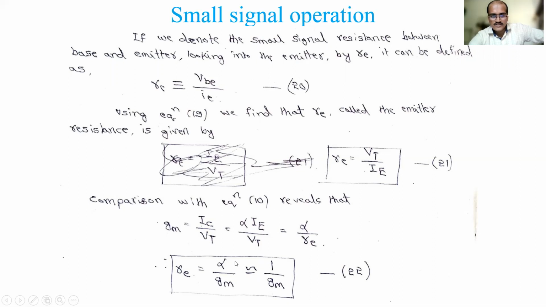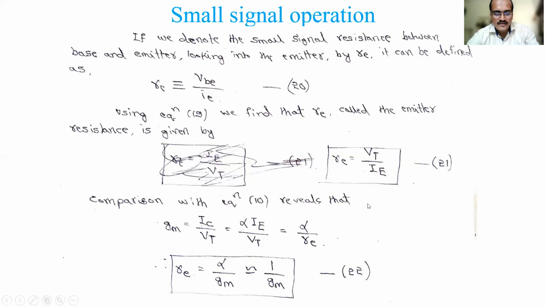So from this we got alpha by GM. The alpha value is approximately 1, so that's why it is approximated as 1 by GM. This is one of the important relations while finding emitter resistance. These are the 6 equations you should remember here. Using these 6 relations, we will now try to solve a problem.